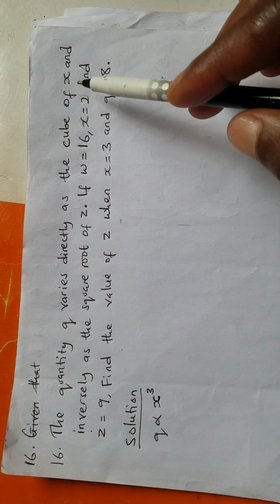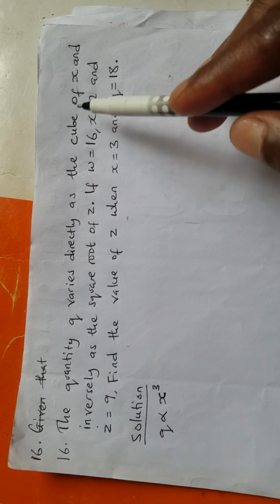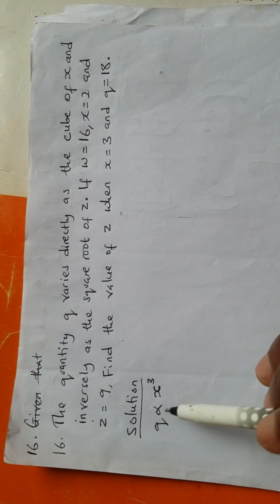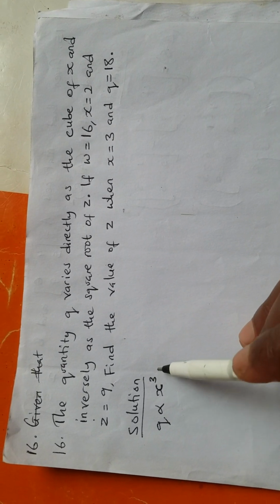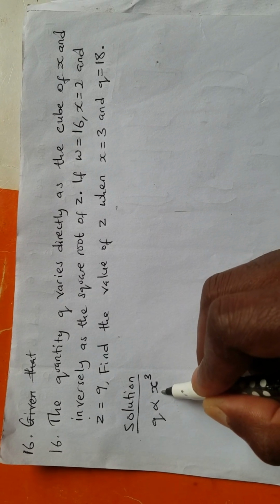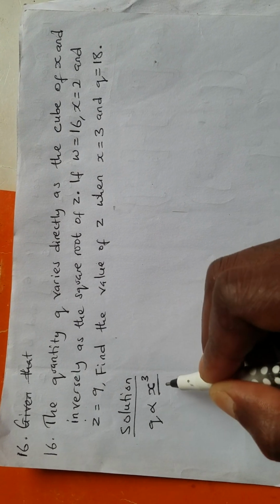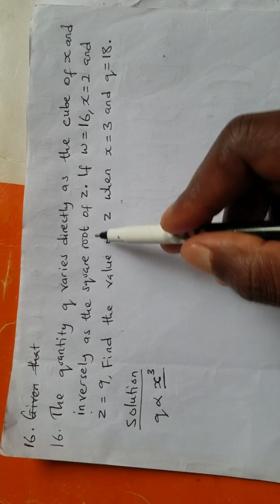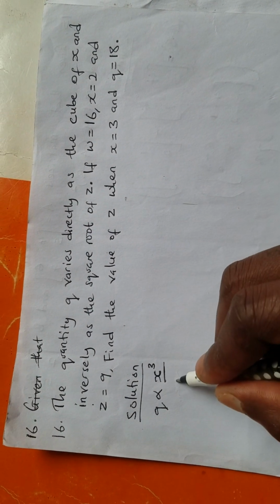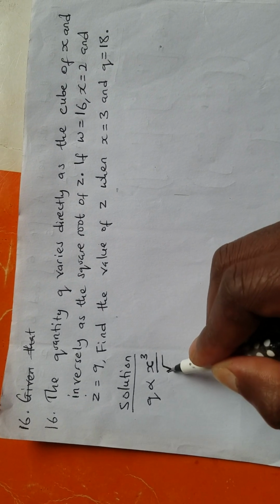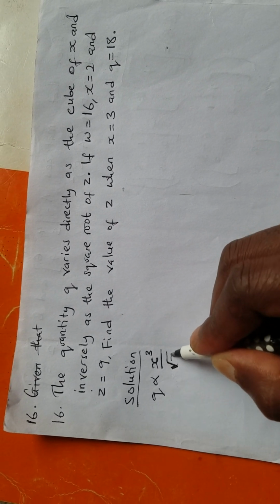When you say cube, that is power 3, and when you say square, that is the power 2. So this is cube of x, that means x to the power 3. And inversely as the square root of z. The sign for square root is this one. Mathematically, this is the sign of square root. z.